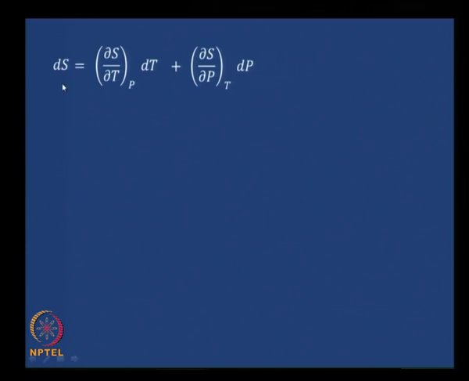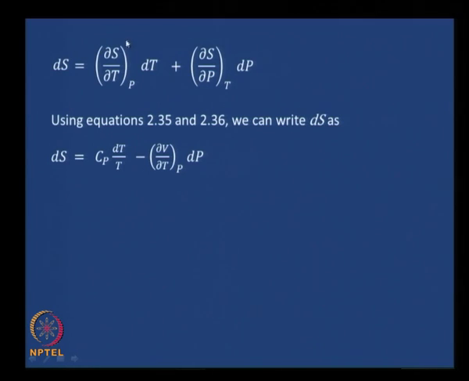Similarly, let us consider dS equals ∂S/∂T at constant P dT plus ∂S/∂P at constant T dP. Again, as you may recall, or if you want you can go back and check equations 235 and 236, we are essentially going to replace these partial differentials in terms of the more easily measurable variables. We have already seen that ∂S/∂T at constant P was Cp by T as given by equation 235, and that is what we have substituted here.